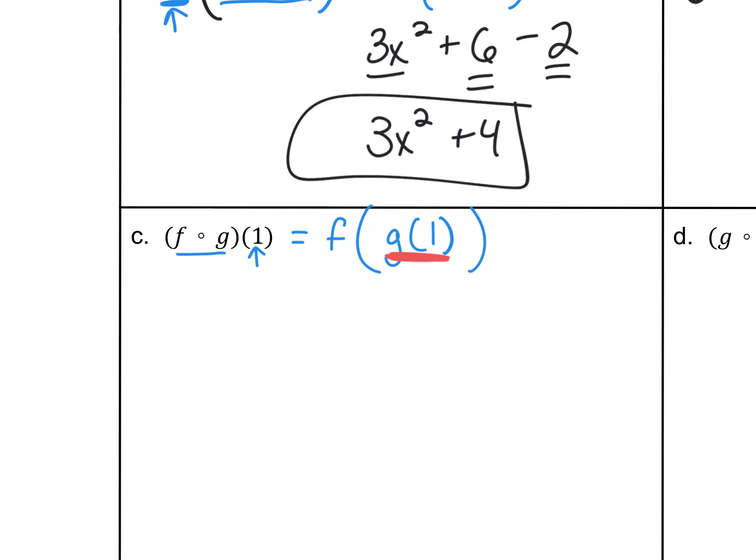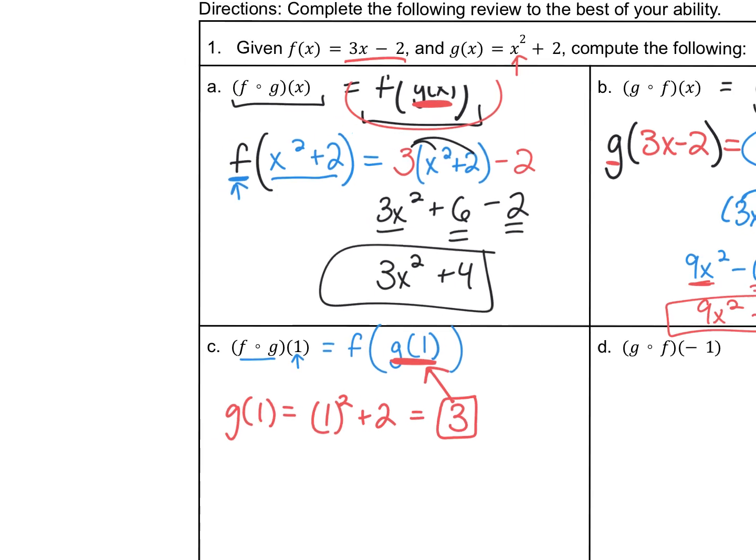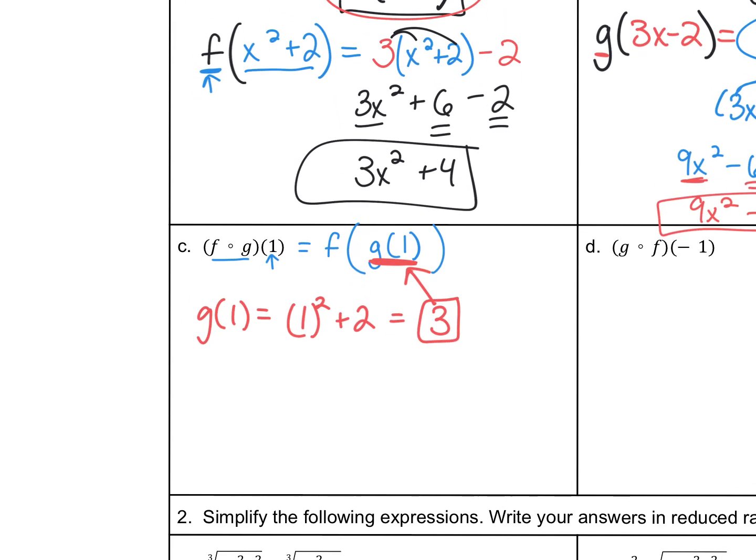How would I find g of 1? That's really easy. I just have to plug 1 into g. So g of 1 is just me plugging in 1 to g. So 1 squared plus 2. What is that? That's just 3, right? 1 squared is 1, plus 2 is 3. Perfect. So now this 3 is just replacing that inside. g of 1 equals 3. So now what I'm finding is f of 3, because again, g of 1 is 3, so I just replace that.